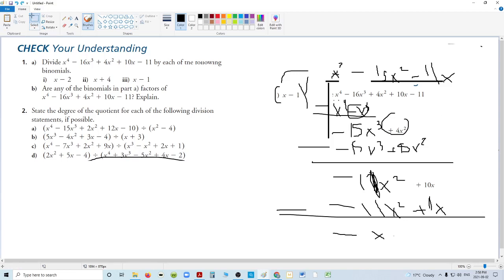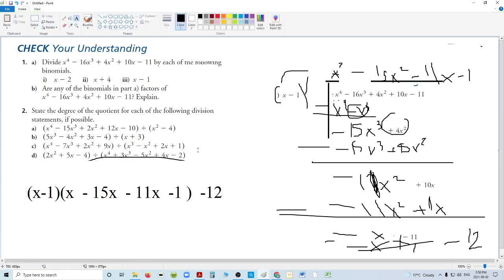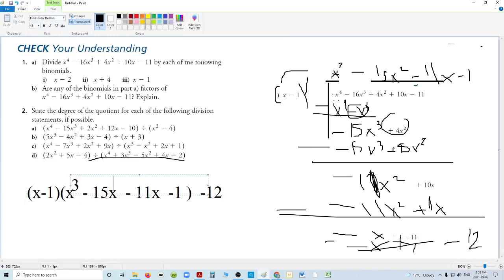And then finally, I bring down my last number. And I have to multiply it by minus 1. And I get minus x plus 1. And when I subtract it, I'm left with a remainder of minus 12. Which means, if I'm going to write it as a long division factor, it's this. And then I just read the quotient at the top: x cubed minus 15x squared minus 11x minus 1. And if I put the remainder outside the bracket, it's minus 12. And I just have to remember to do that.